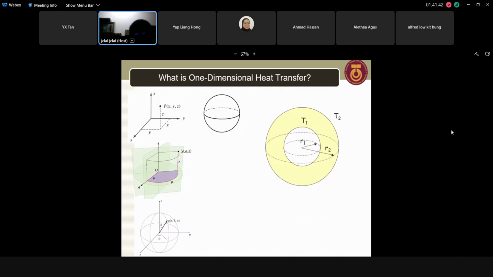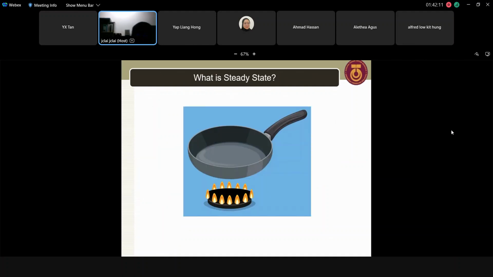The same goes for the spherical system. We assume heat is transferred through one direction, that is the r direction only, meaning through the radius, not in all directions, so that the whole derivation process becomes much simpler. That is the meaning of heat transferred through one direction. Next, another assumption is that the system is in steady state.